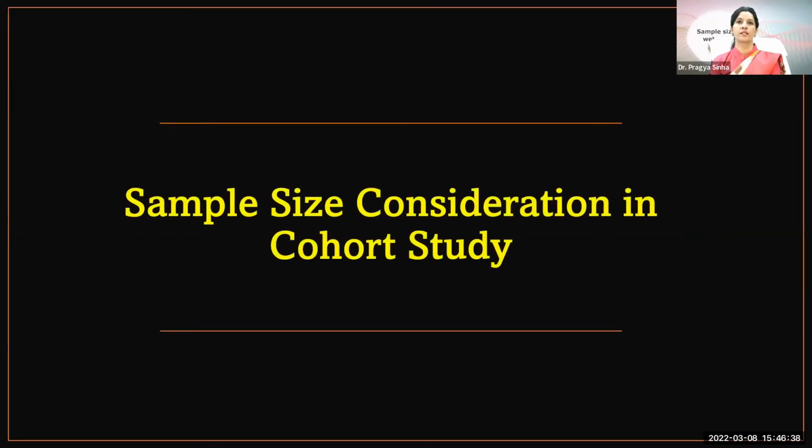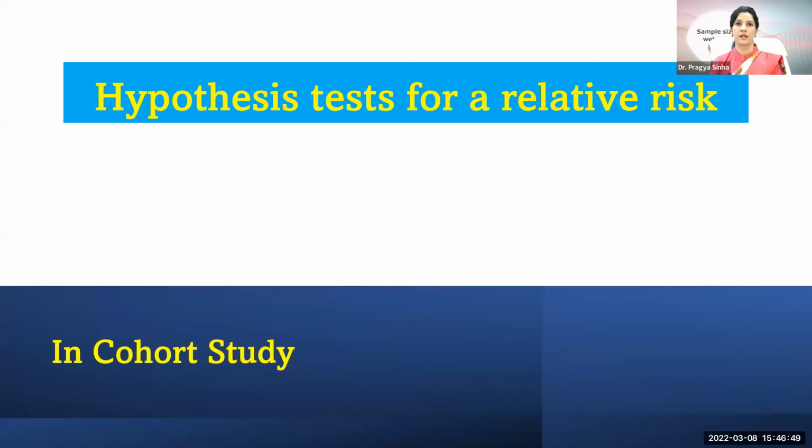So now there are a few considerations in a cohort study, and we'll see various examples of cohort study through which we can calculate the sample size. The first type is if we want to do a hypothesis testing for a relative risk. We know that relative risk is the most common measure if you have a comparison group. You can recall that session on when we can calculate the relative risk and when we cannot. So in this case, if you have a comparison group, you can calculate a relative risk.